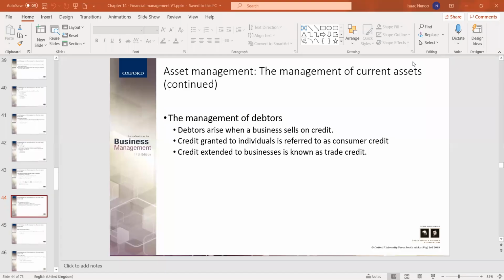When you are managing your cash, one thing you must also manage is your debtors. Debtors arise when a business sells on credit. Credit granted to an individual is referred to as consumer credit, and credit extended to a business is referred to as trade credit. Debtor accounts represent a considerable portion of investment in current assets in most businesses, and obviously demand efficiency.